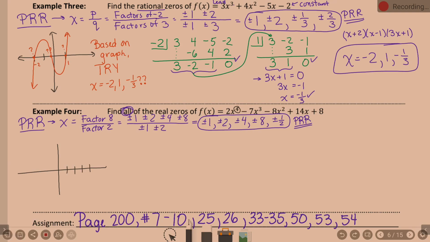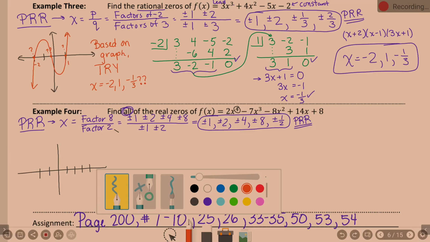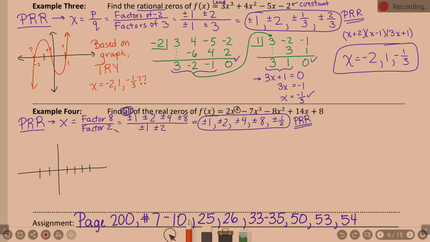What are we thinking here? Try 4. Okay, he says try 4. Makes sense to me. It's the only one that really sticks out to me. And negative 1/2. Now, this is a very rough graph. We're just going with it. I'm trying to hustle here, guys. It looks like 4, and maybe that could be a negative 1/2, couldn't it?